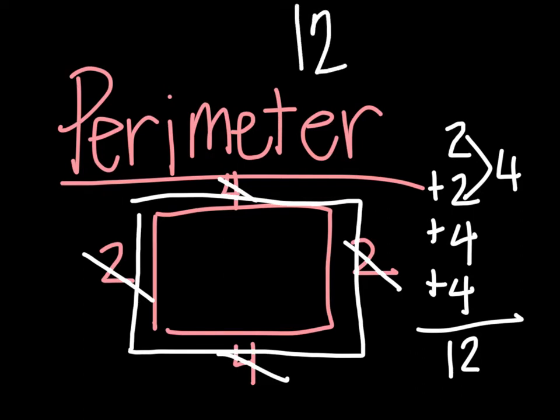And we're going to say it's 12 units because we don't actually know if we're measuring in inches or in feet or in centimeters right now. And if you don't know, you always say units. So let's do another example just like that.